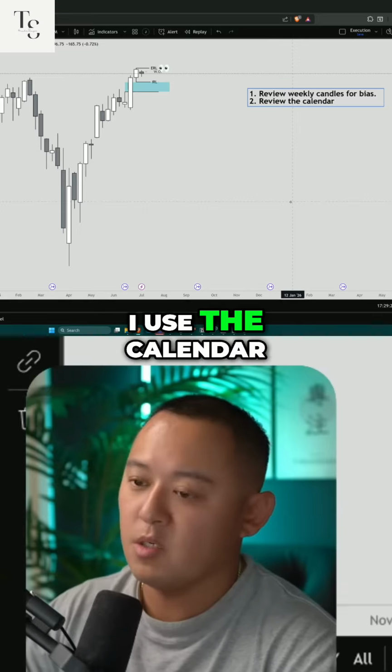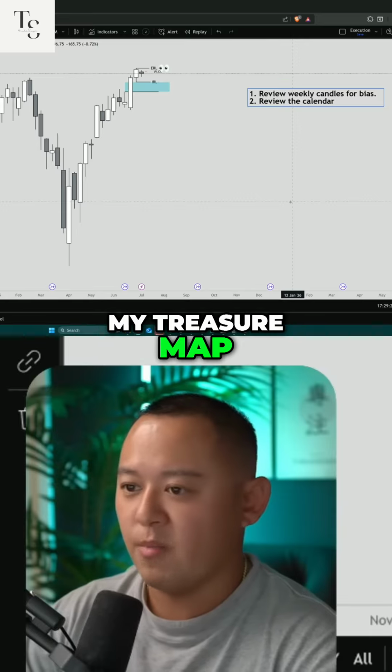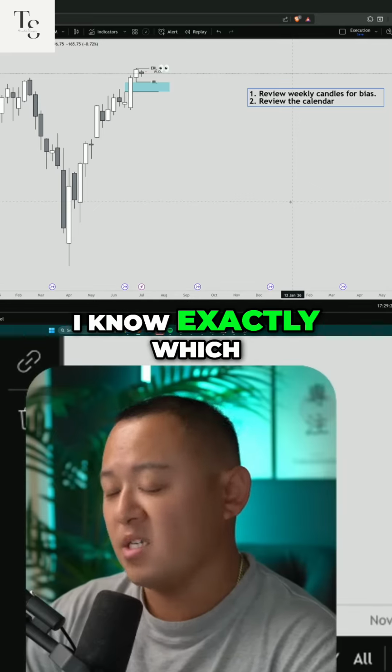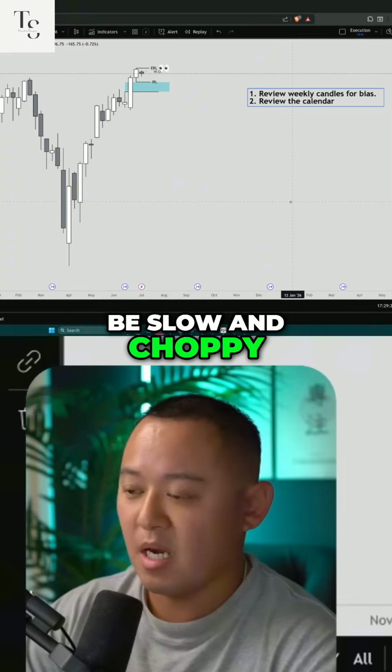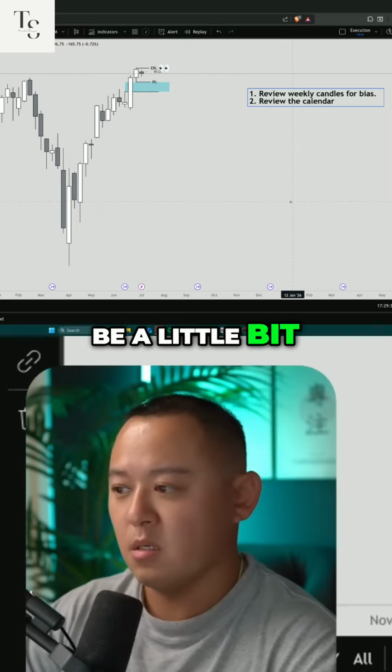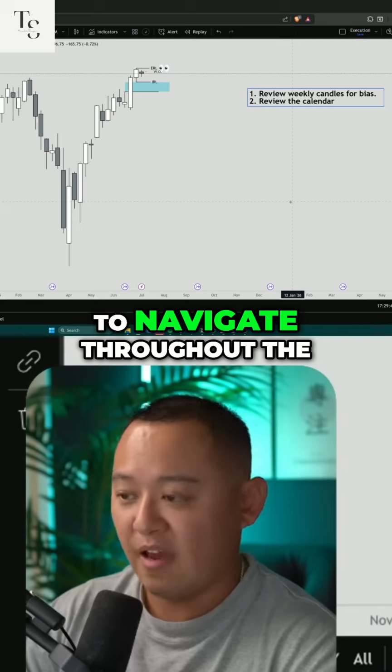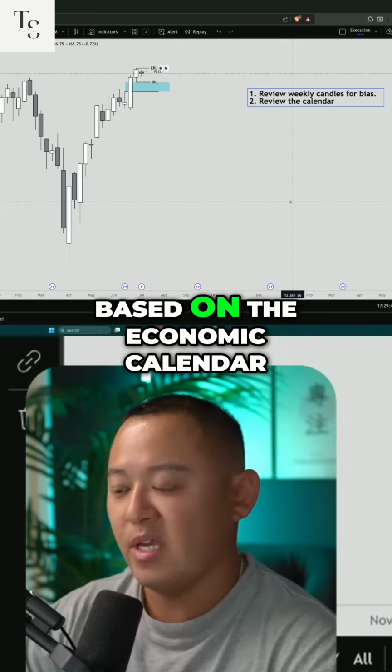A lot of times I use the calendar kind of as like my treasure map, because when I have specific events lining up throughout the week, I know exactly which days are going to be slow and choppy, and I know which days are going to be a little bit more active. So one thing that I've learned over the years is learning how to navigate throughout the markets week to week based on the economic calendar.